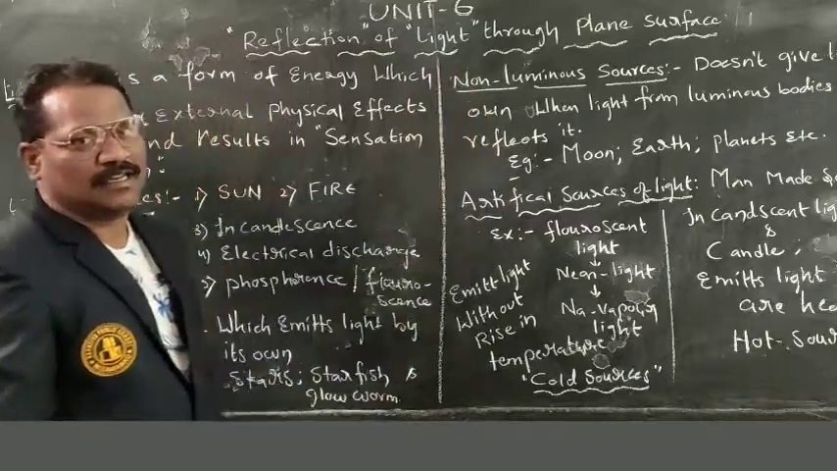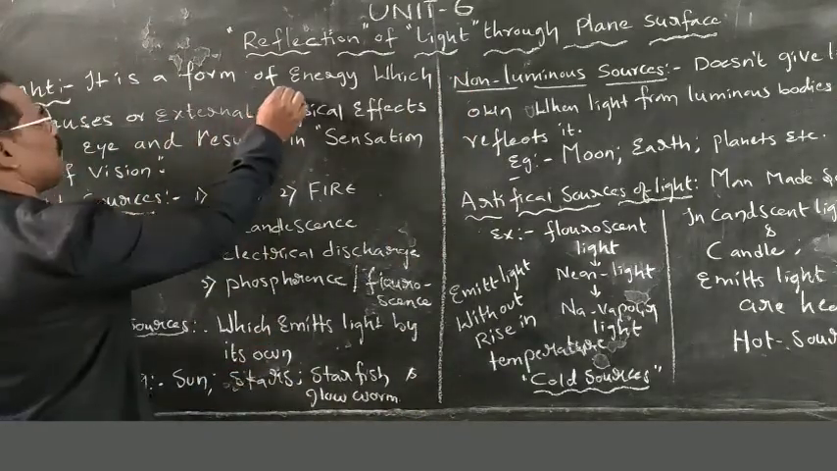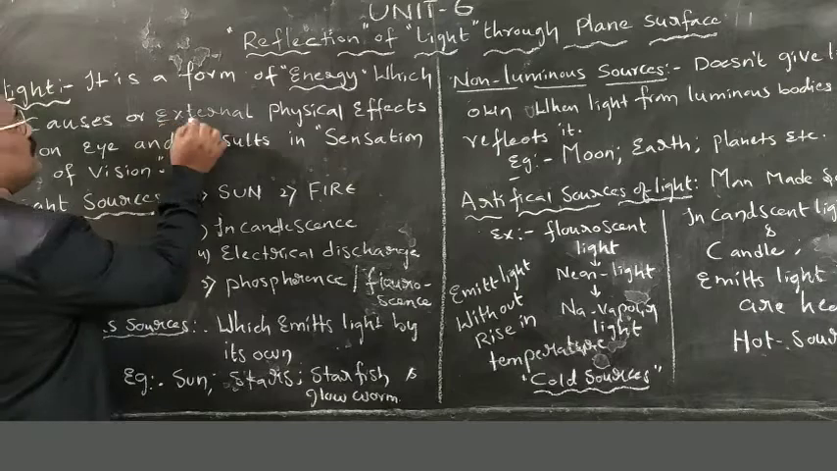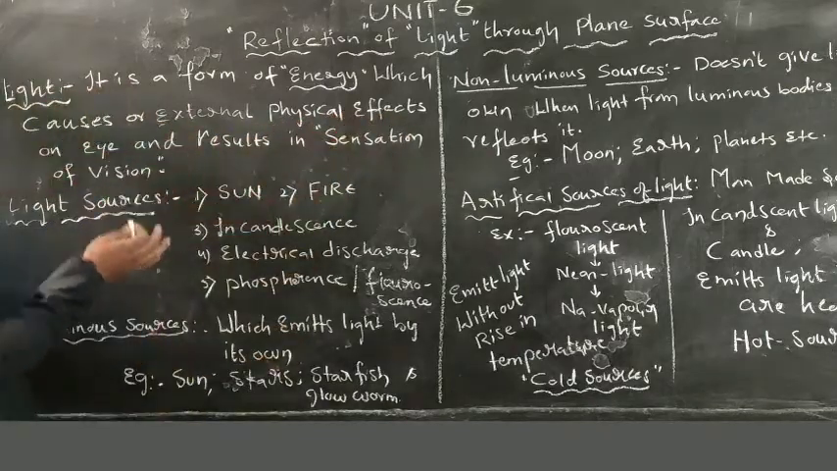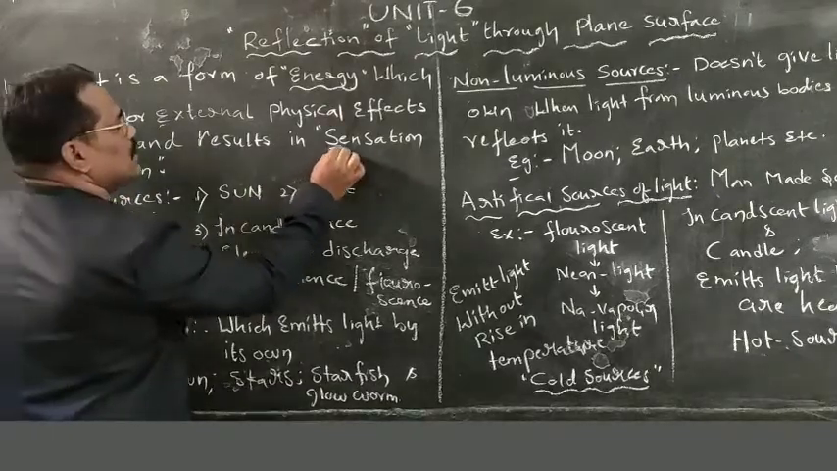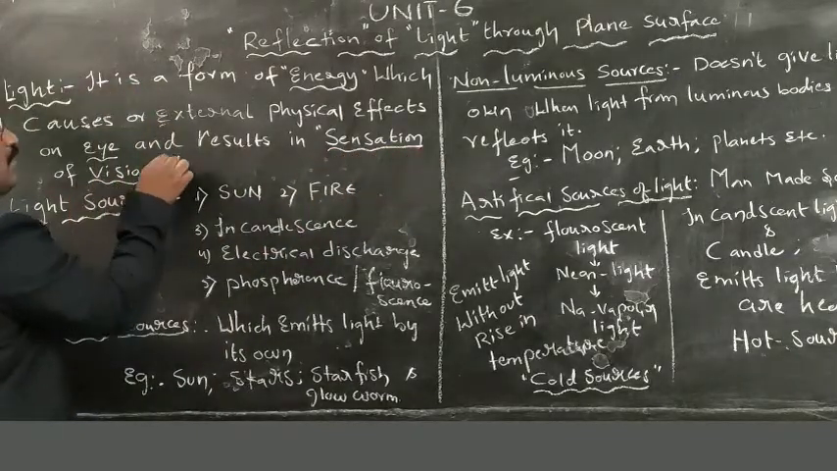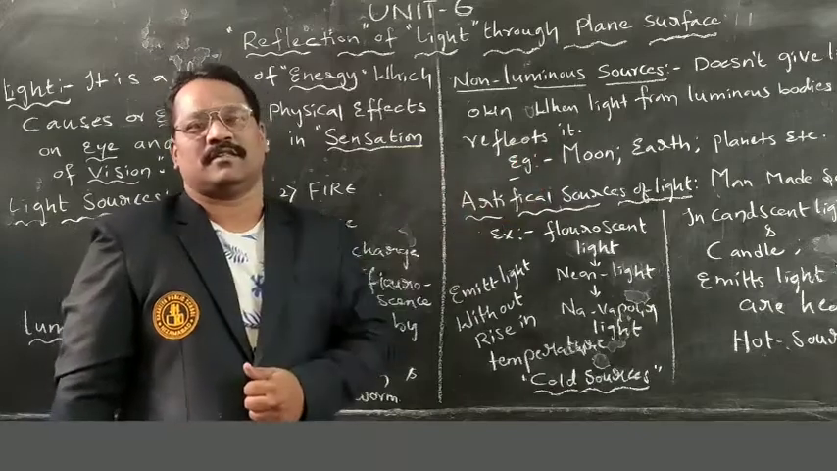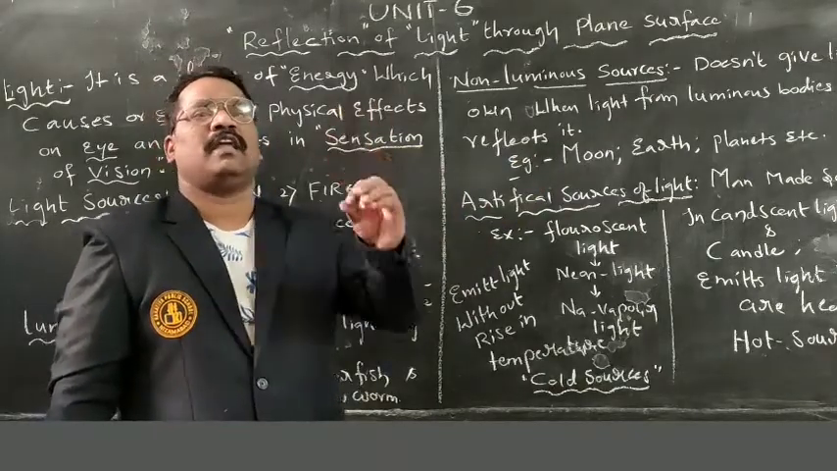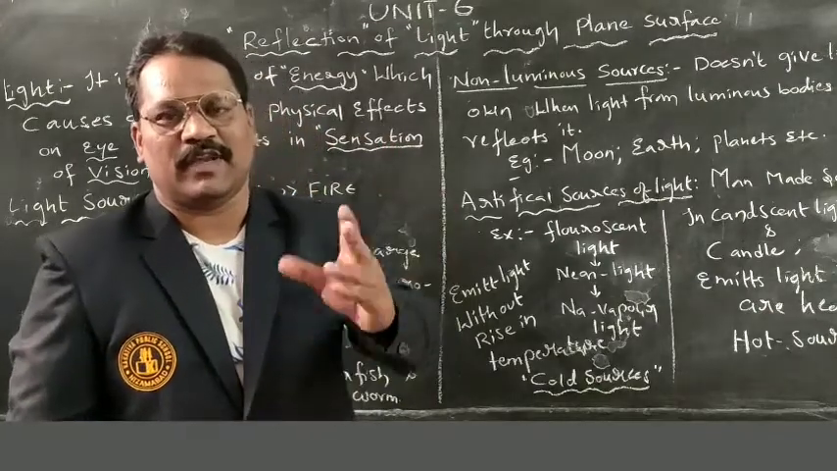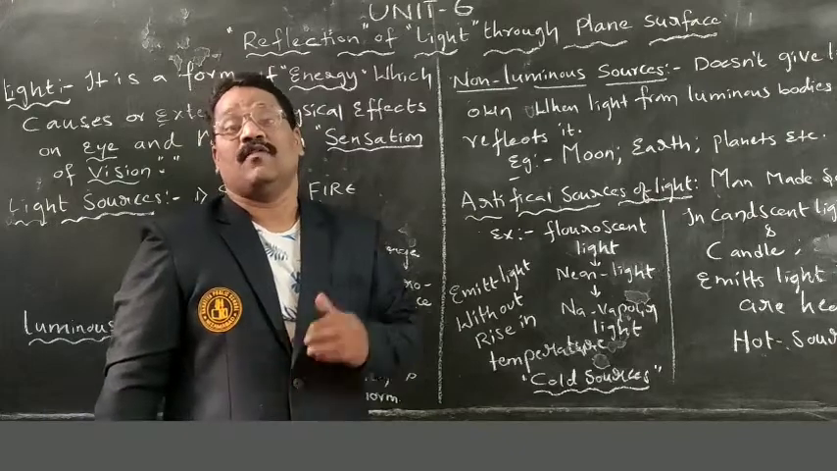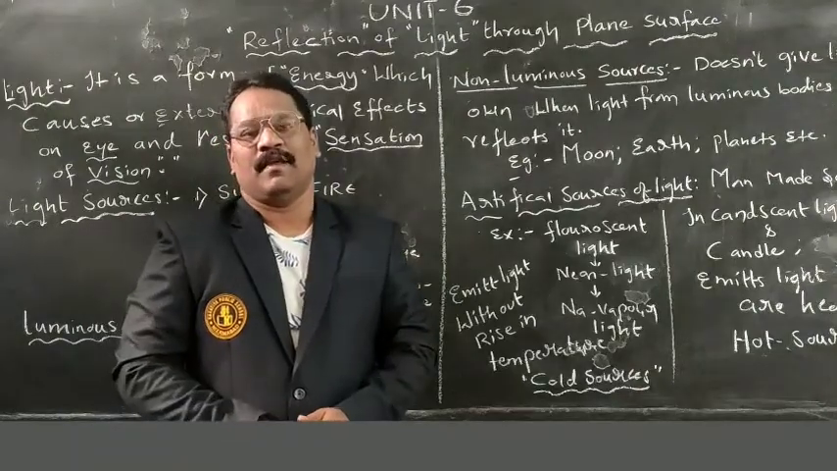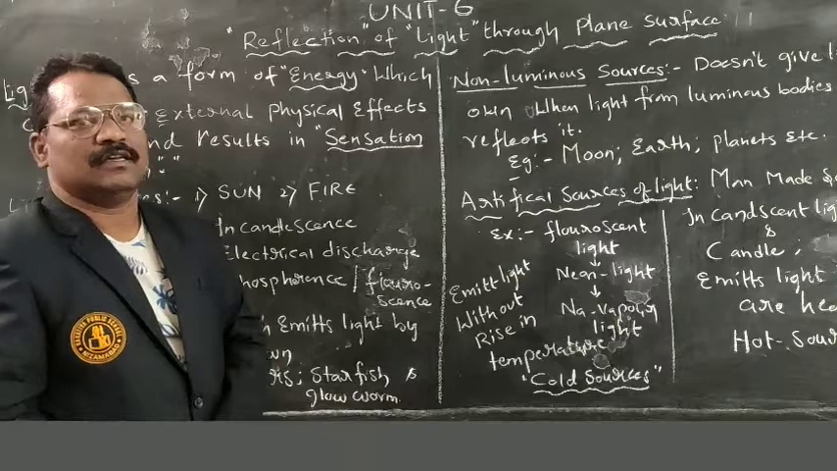What is light? It is a form of energy, we can call it. It is a form of energy which, by means of external physical effects on the eye, causes the sensation of vision. We can see all the objects clearly. As we are seeing the objects, it indicates that light is playing a vital role. Without light, we cannot see the objects clearly. What do we call that which causes the sensation of vision? Light.